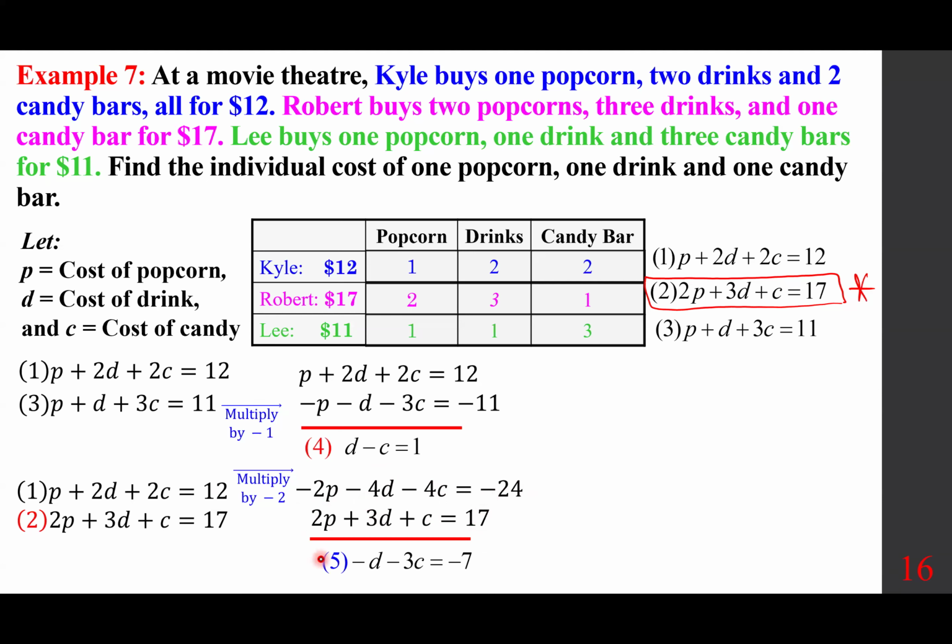Now we're going to put equations 4 and 5 next to each other, and we are going to get rid of one of the variables. Clearly, you don't have to do anything. Just add them up and the d drops, right? This would be minus 4c. This would be negative 6. And so divide by negative 4, you get 1.5.